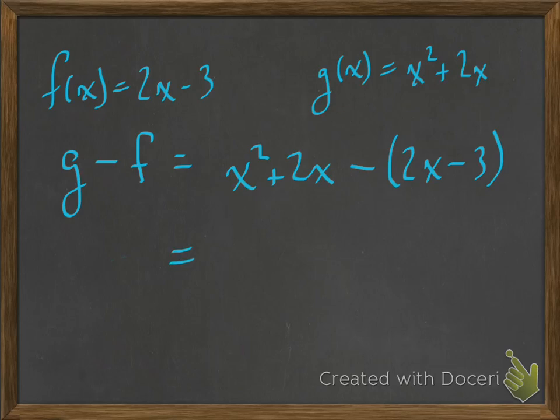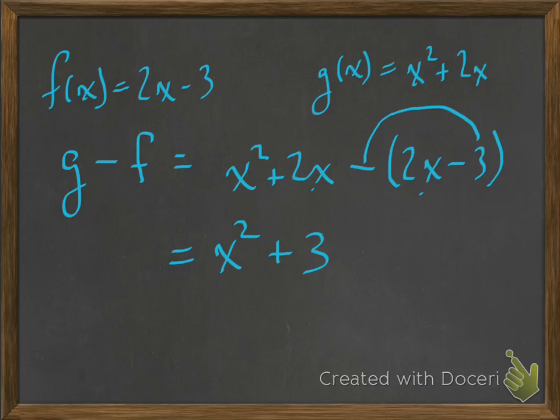So as you can see, we'll have the x squared. Then we have 2x minus 2x, that's no more x's. And then we have subtracting the negative 3, which means we're going to end up with x squared plus 3. So subtracting a linear function from a quadratic function gives us another quadratic function.